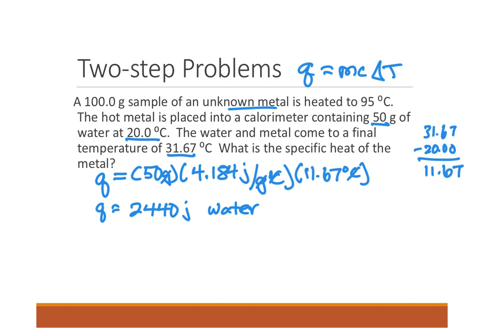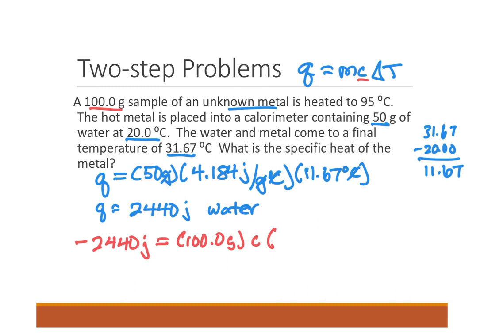So we're still using the Q equals mc delta T, but now we're going to do it for the metal. So I just changed colors here. We know we're going to have a negative 2,440 joules as being how much energy came out of the metal. Now we have to calculate the mass of the metal. So we had a 100-gram sample, so we have 100 grams. The specific heat is what we're trying to figure out, so we don't know the c. That's our variable. And then what's our temperature change?